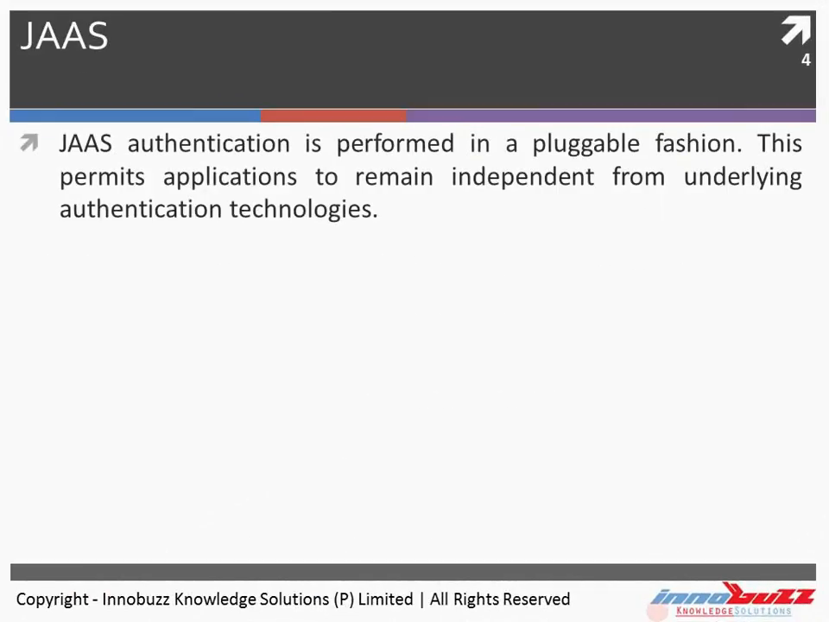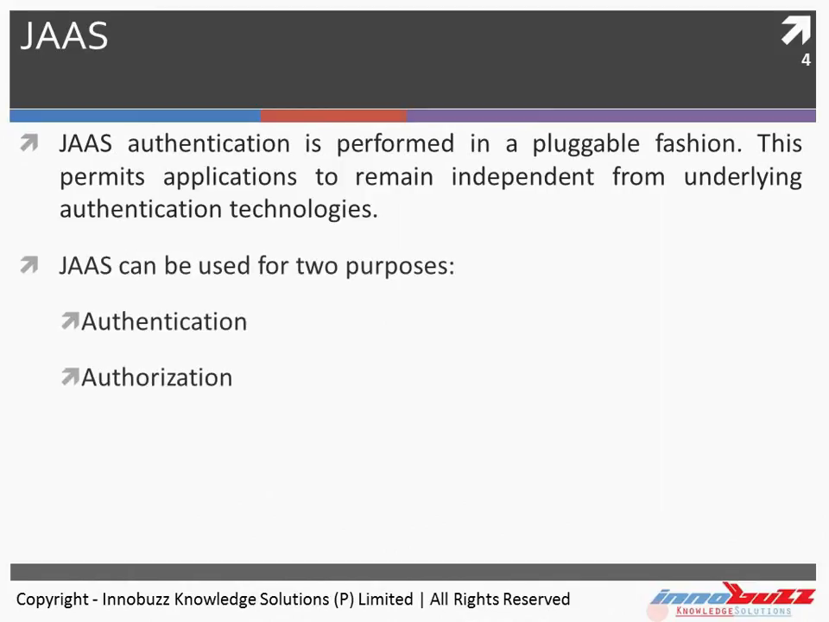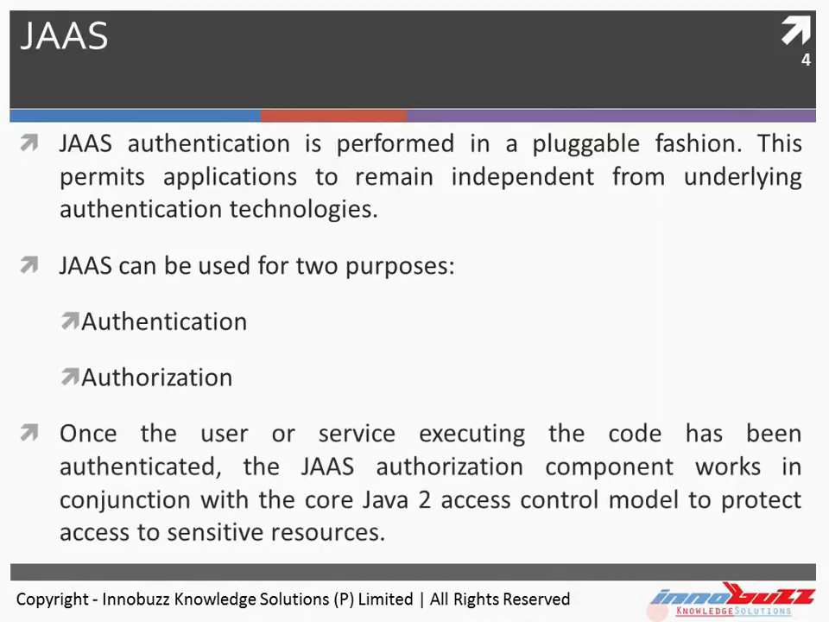JAS authentication is performed in a pluggable fashion. This permits applications to remain independent from underlying authentication technologies. JAS can be used for two purposes: authentication and authorization. Once the user or service executing the code has been authenticated, the JAS authorization component works in conjunction with the core Java 2 access control model to protect access to sensitive resources.